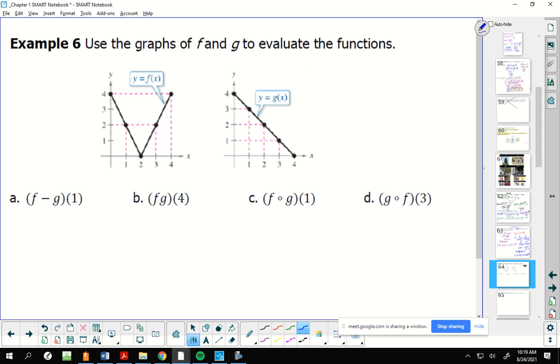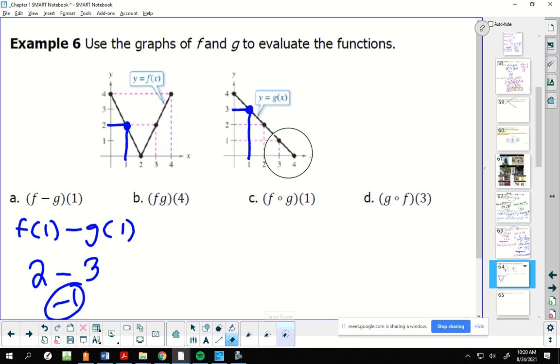All right, last 2 questions. These ones go pretty fast. So use the graphs of f and g to evaluate the functions. F minus g of 1. So this means we can do f of 1 minus g of 1. F of 1, remember that means the height of f at the x value 1. So you're going to look at the x value 1, and what is the height of our graph? 2. Yep, so that's 2. G of 1, so when x is 1, what is the height of our graph? Or the y value? It's 3. So 2 minus 3 is negative 1.